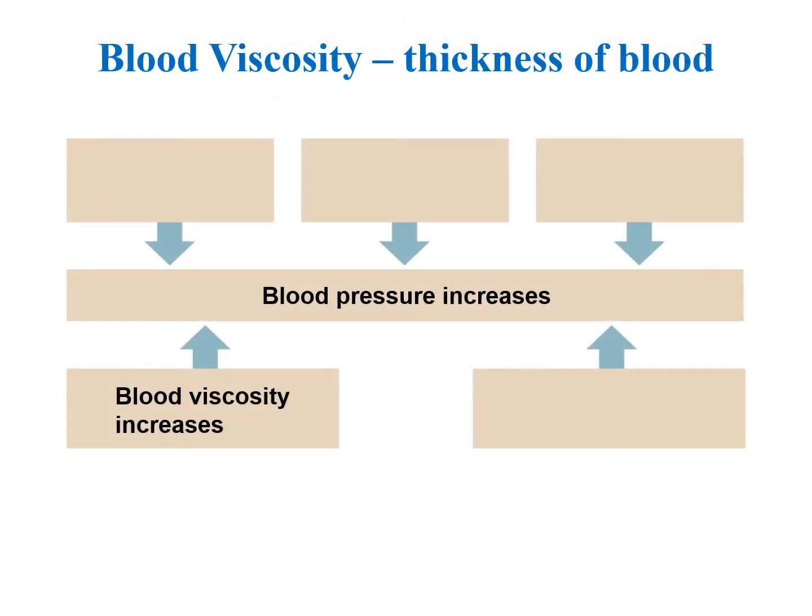If we were to increase, for example, the RBC count, increase the formed elements, the numbers of red cells, for example, or white cells, too, that would increase the blood viscosity, the thickness. And if we increase viscosity, we increase blood pressure.